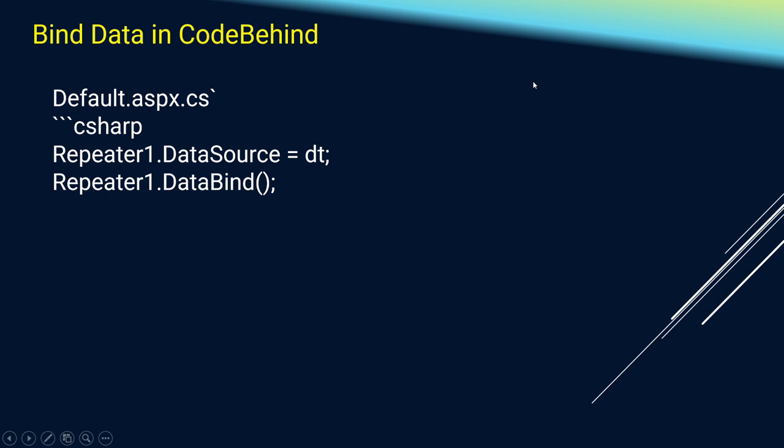In your code behind file, Default.aspx.cs, bind the data to the repeater like this. Repeater1.DataSource = dt; Repeater1.DataBind(). Here dt can be a DataTable, a list, or any enumerable data source. Once you call DataBind, the repeater renders each item using your template.